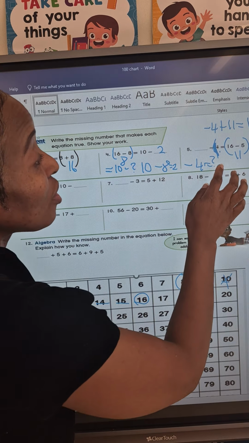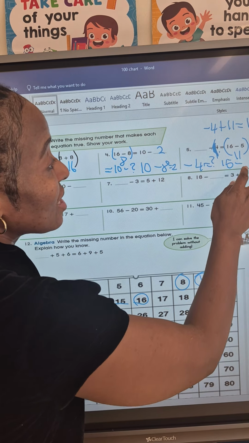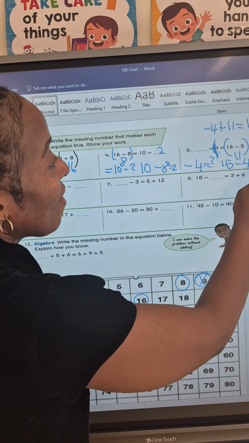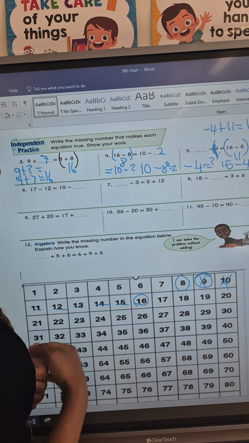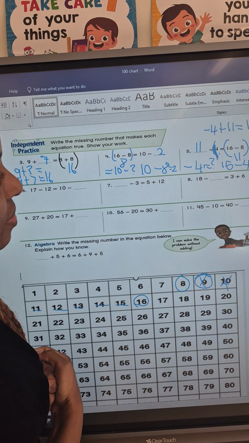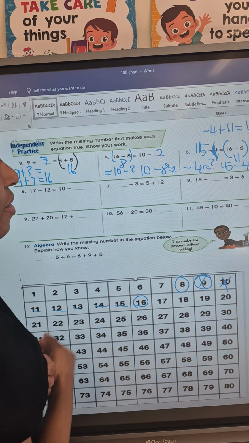Now I'm going to subtract my 15 minus 4 equals what? 11. So the missing number here is 11. Sorry, the missing number there is 15, not 11. 15.